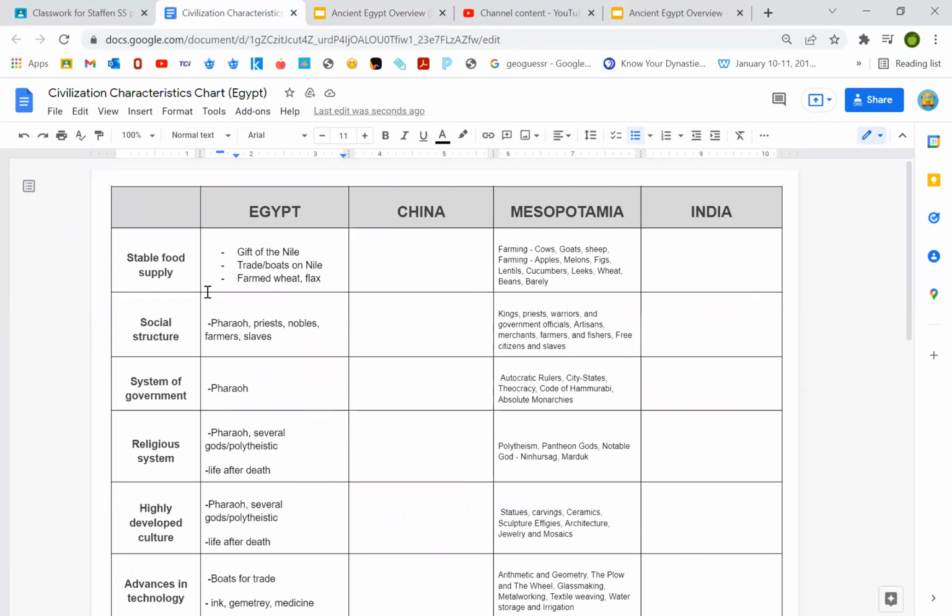And this chart, this completed chart is worth a lot of points at the end of this unit. So make sure you're thorough. Contact me or Mrs. Staffen if you need help. Good luck.